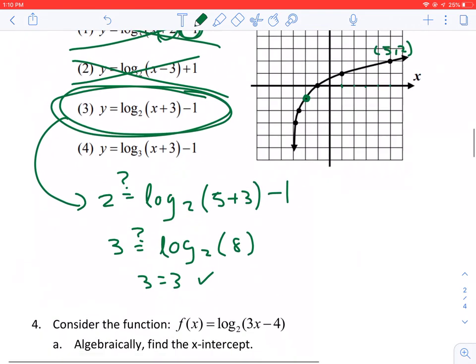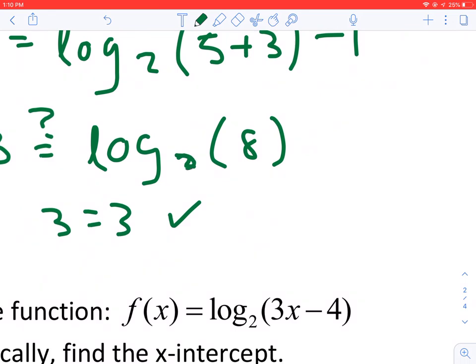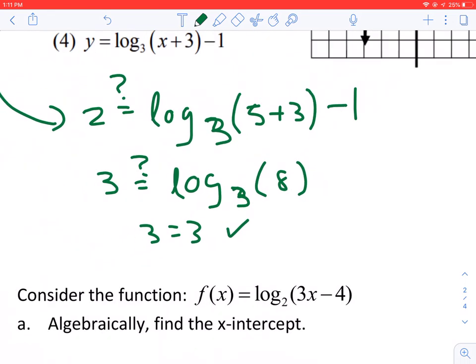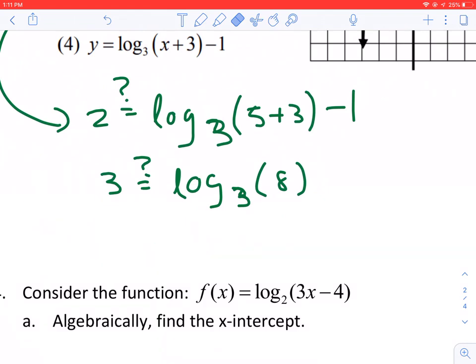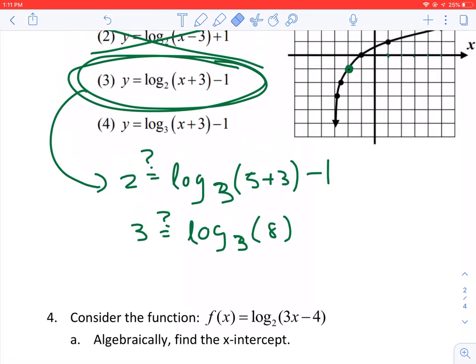If you try plugging in for choice 4, we're going to have the same thing except log base 3. Right, and 3 to the third power is not 8. Right, log base 3 of 8 is not 3.